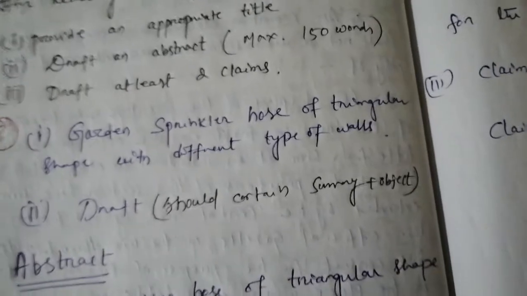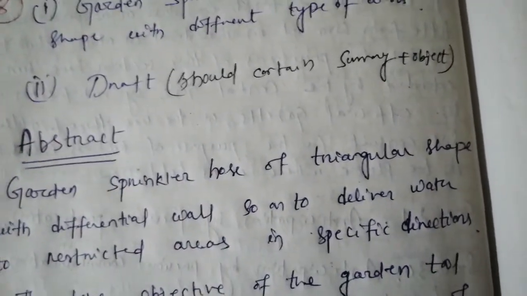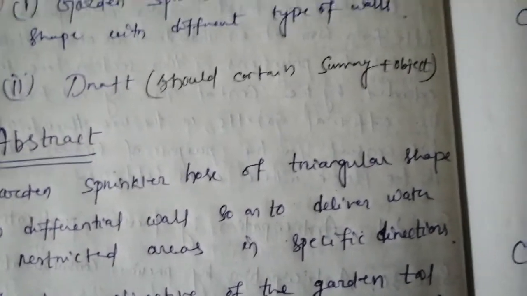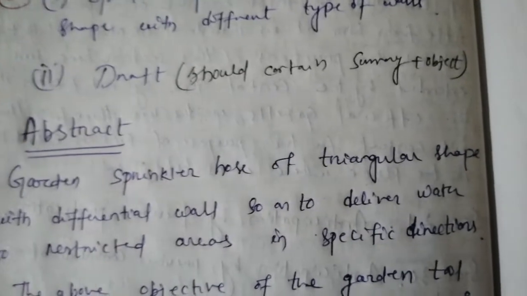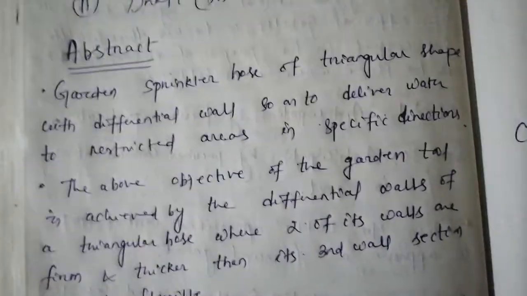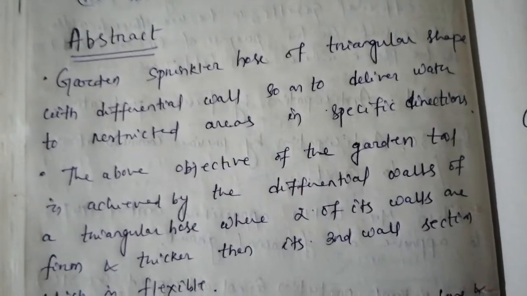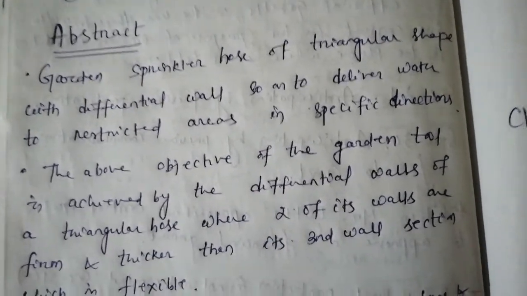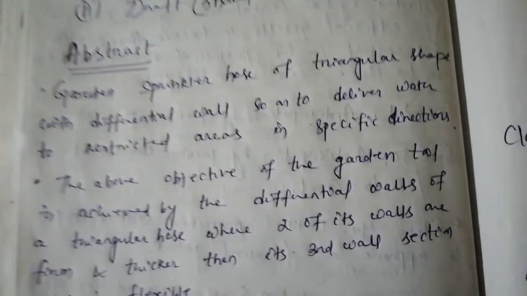The second question was to draft an abstract, maximum 150 words. Here I have drafted an abstract as per my analysis, and you should remember one thing here: the draft should contain the summary plus the object. So take a look at the abstract. Garden sprinkler hose of triangular shape with differential walls so as to deliver water to restricted areas in specific directions.